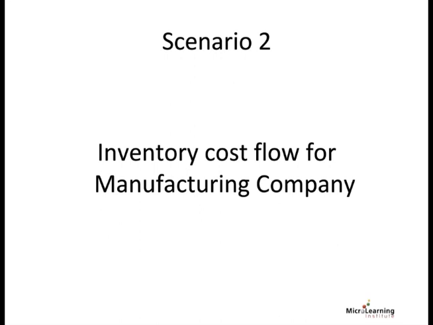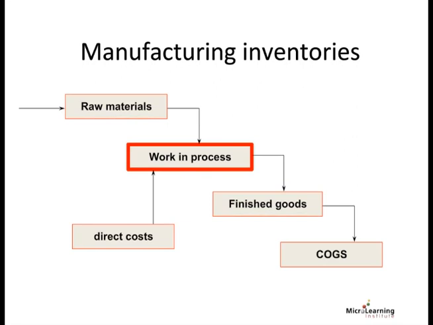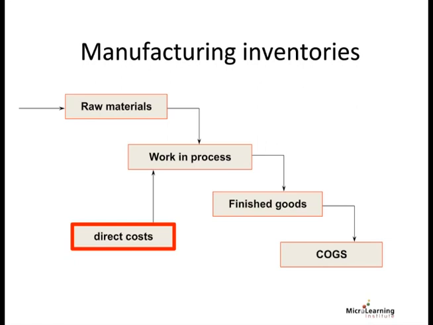In Scenario 2, we consider a manufacturing company. A manufacturing company converts raw materials into finished goods. Semi-finished products are referred to as work in process. A manufacturing company incurs direct costs when converting raw materials into finished goods. Direct costs include the cost of direct labor. Direct costs also include the cost of overheads such as equipment, energy, and management supervision.